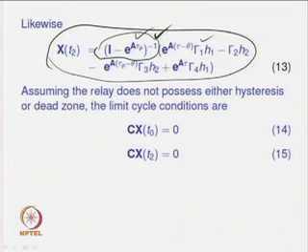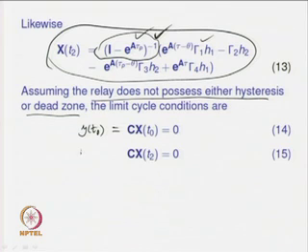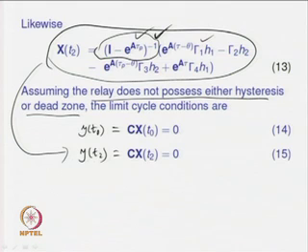Now, if the relay does not possess either hysteresis or dead zone, in that case the output y(t0) is equal to C x(t0) has to be 0, and we have a zero crossing at time t equal to t0. Similarly, the output at time t2, y(t2), has to be 0. Now, y(t2) is equal to C x(t2), therefore, the x(t2) expression can be substituted here, and subsequently a simpler expression can be obtained.